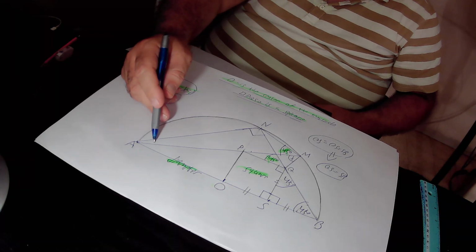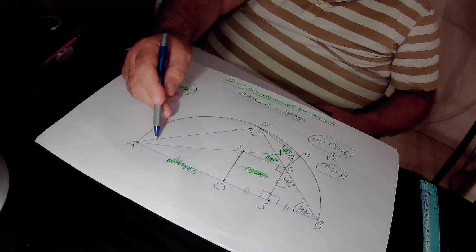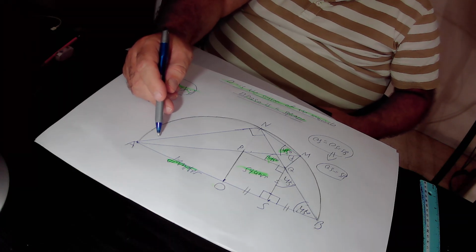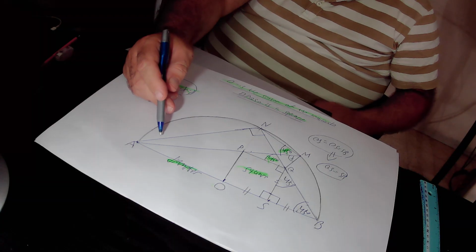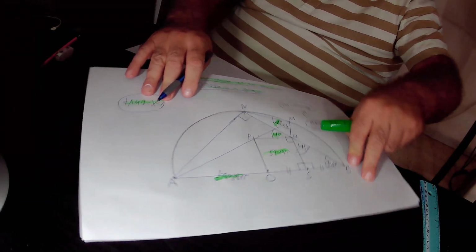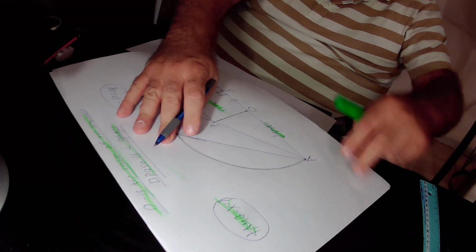Therefore, this missing angle must also equal 45 degrees in size, according to the rule that the sum of the angles in a triangle is equal to 180 degrees. So this missing angle, angle NAB, equals 45 degrees in size.